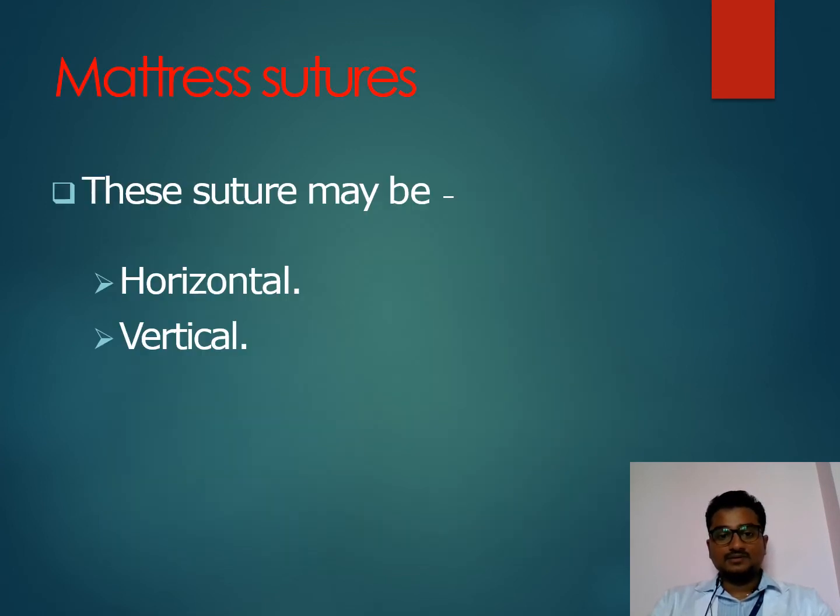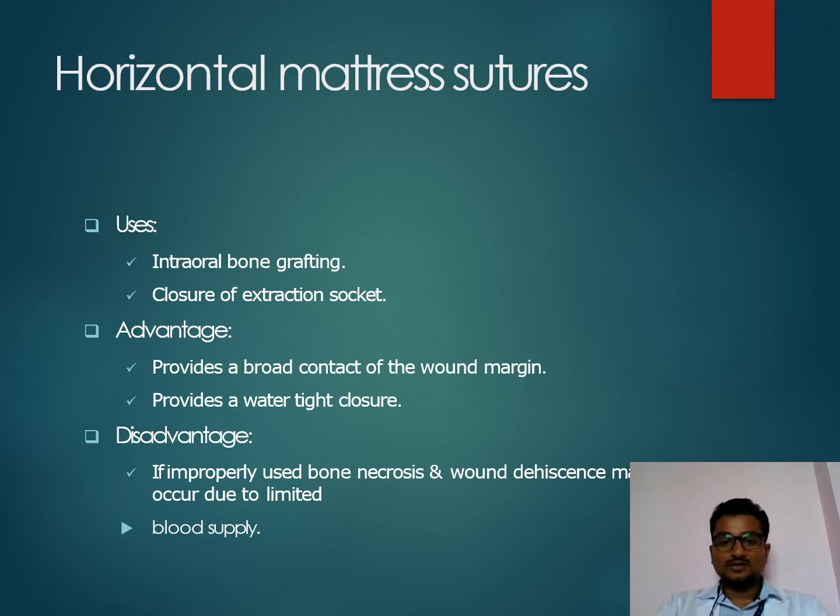Matrix suture. This suture may be horizontal or vertical. Uses of horizontal matrix sutures are intraoral bone grafting and closure of the extraction socket. Advantages: provides broad contact of the wound margins and a watertight closure. Disadvantages: if improperly used, bone necrosis and wound dehiscence may occur due to limited blood supply.